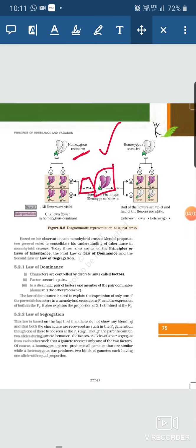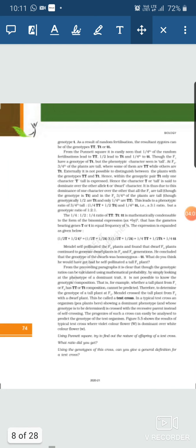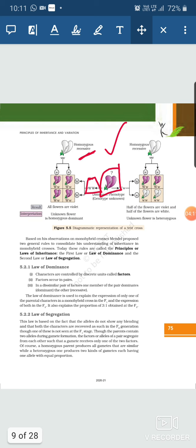The test cross helped Mendel detect the genotype of the plants in all the crosses that he did. He used to know the genotype of the parent plant, and for that he used this cross. This cross was very important, and many different types of questions can be framed from this topic, the test cross.